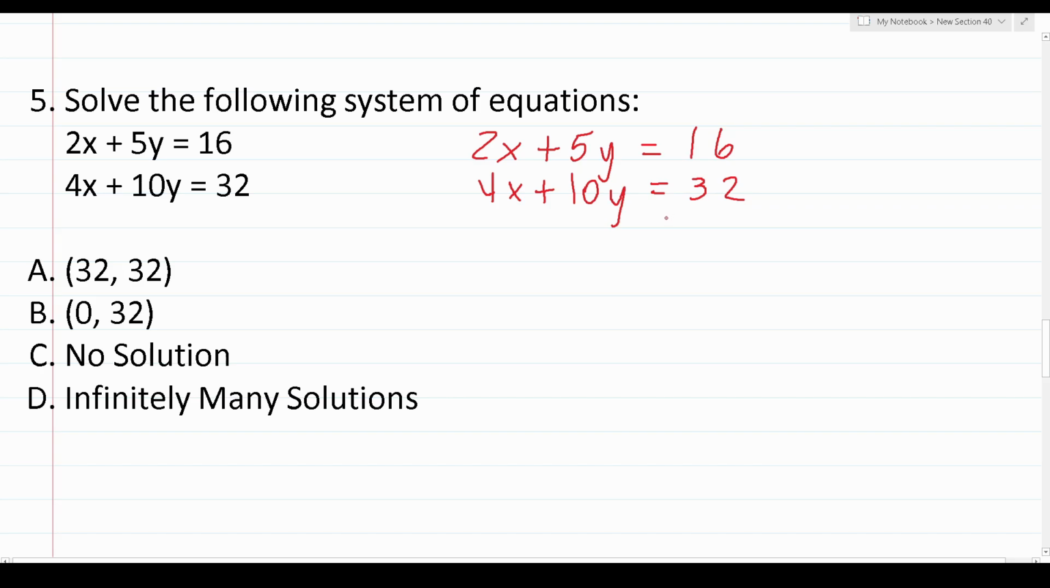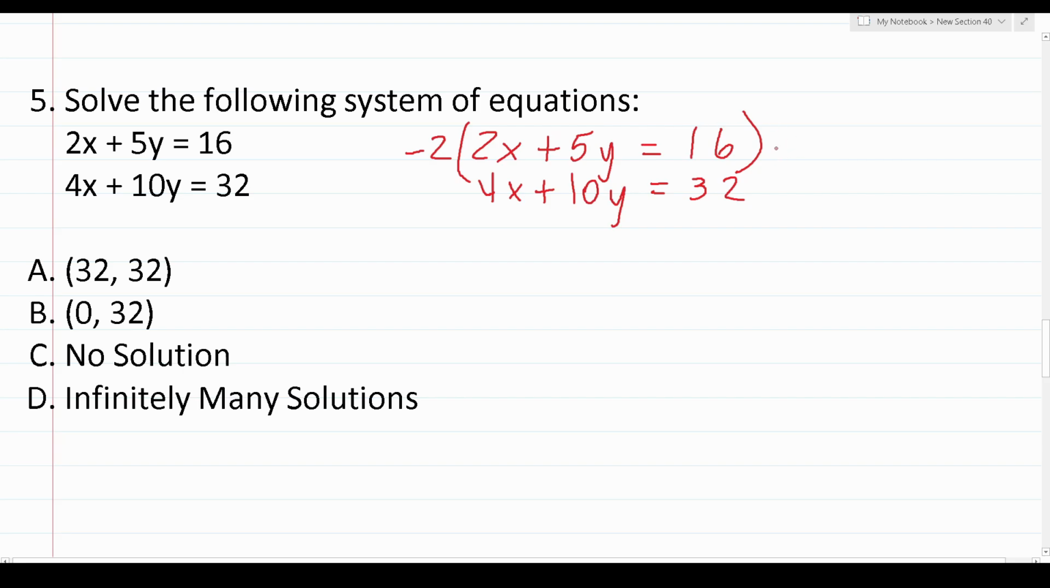In order to solve a system of equations, you want to use one of two methods: the substitution method or the elimination method. I prefer to use the elimination method, and it says multiply either one or both of these equations by a constant, such that when you add the equations together, one of the variables is eliminated. So I'm going to take this top equation and multiply it by -2. And when I do that, this will become -2 times 2x, which is -4x. When I add -4x to 4x, the x variable is eliminated.